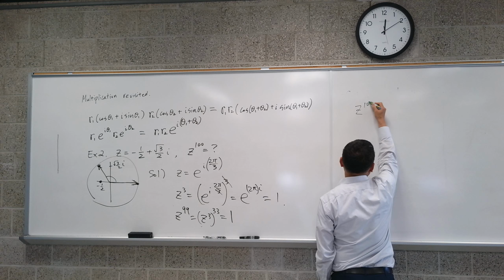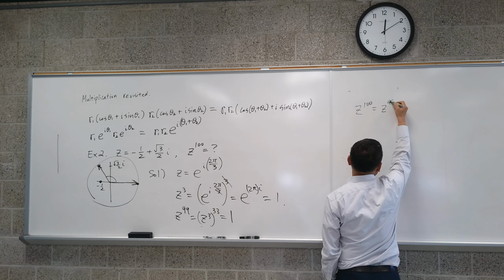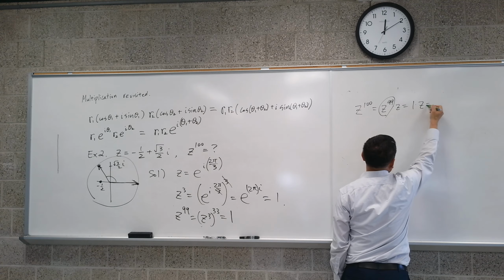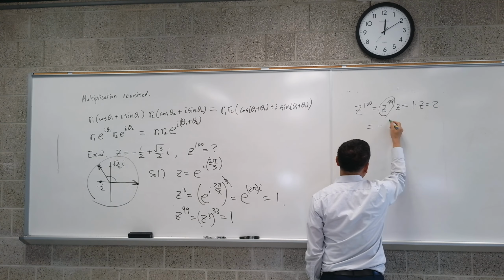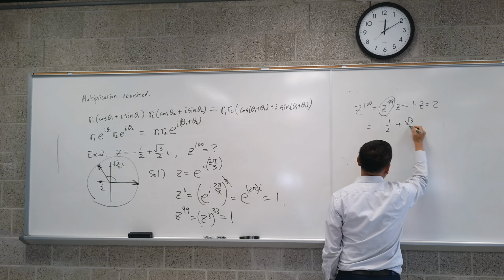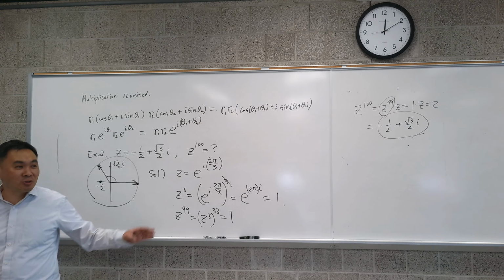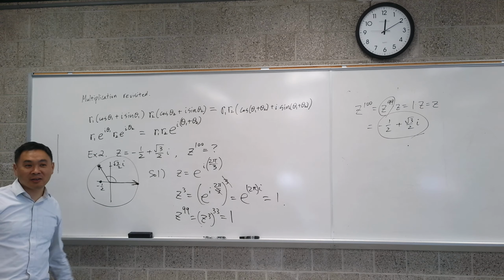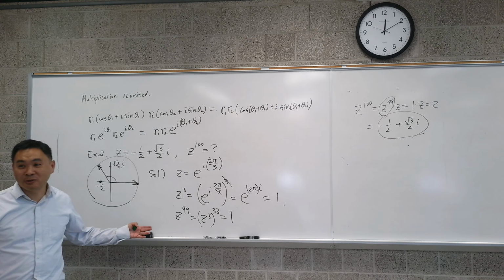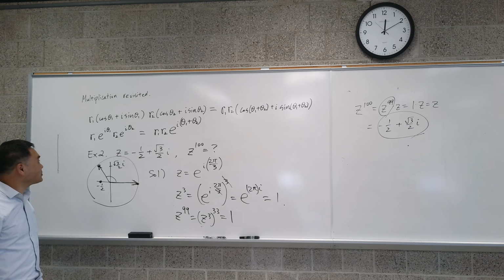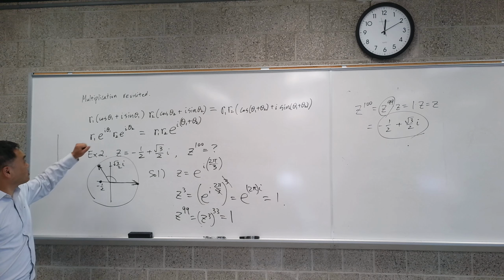Therefore, what's the answer? z to the 100th power is z to the 99th times z. And because that is 1, we have z, which is negative 1/2 plus square root of 3 over 2 i. Done, that's the answer, without having to do a single FOIL. Isn't that cool? Kind of nice, right? So that's the power of the Euler form.